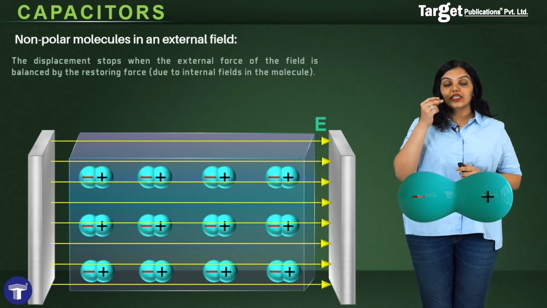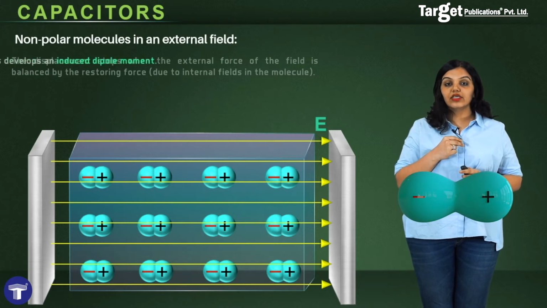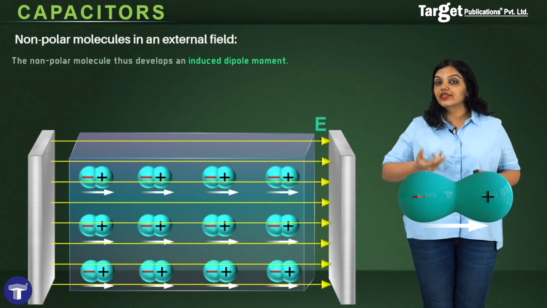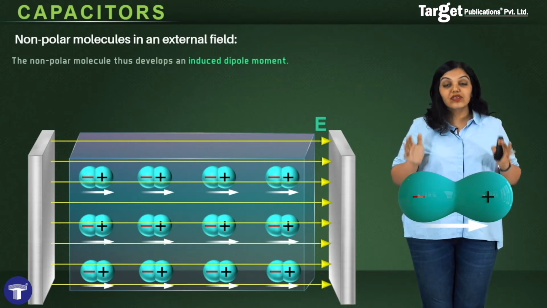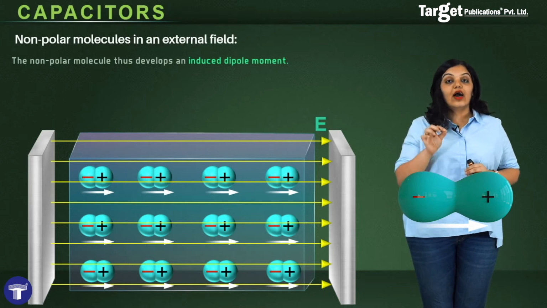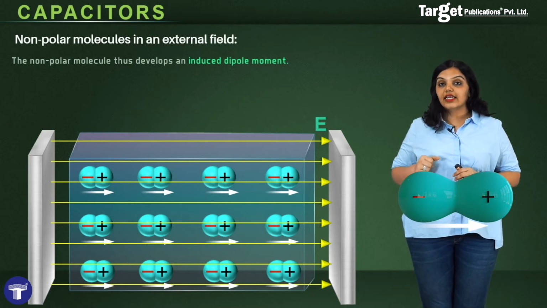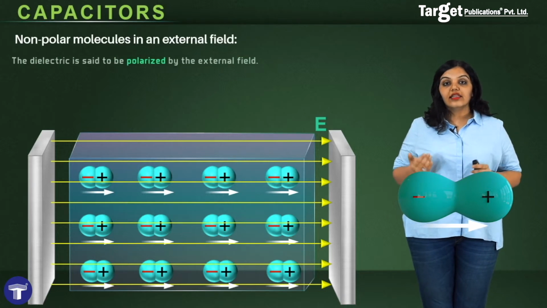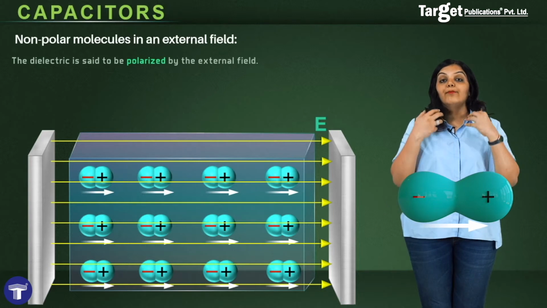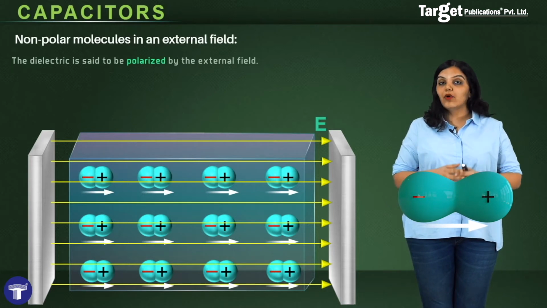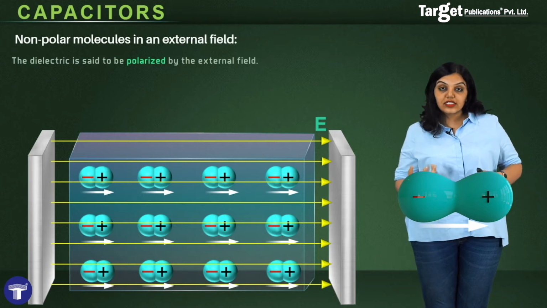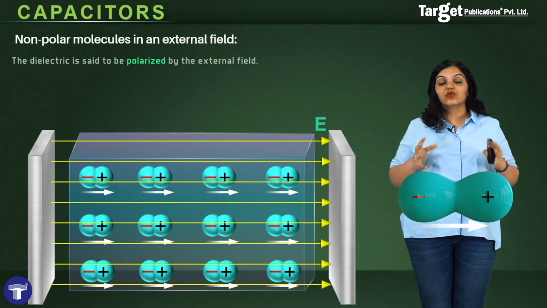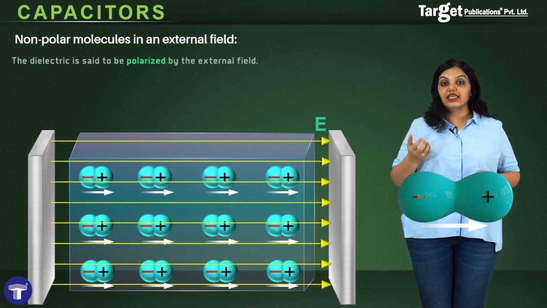Now you can see that stretching has occurred in these non-polar molecules, and because of this we have induced dipole moments. Why do we call it induced? Because naturally these molecules did not have any dipole moment. Now, because they are placed in the external electric field, there is an induced dipole moment in each of these molecules. And therefore, we say that the dielectric is polarized by the external field. Why polarized? Because the polarities, that is the positive and the negative centers of the molecules, have changed, that is separated. So it has been polarized by the external electric field.